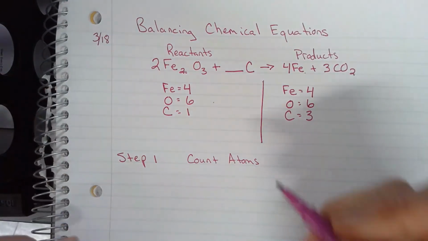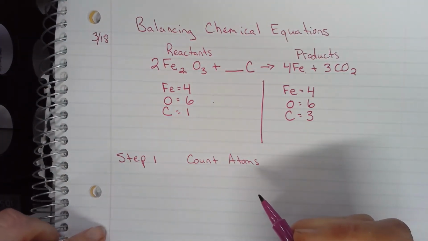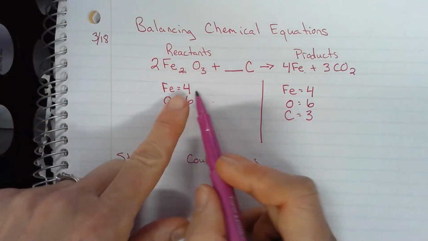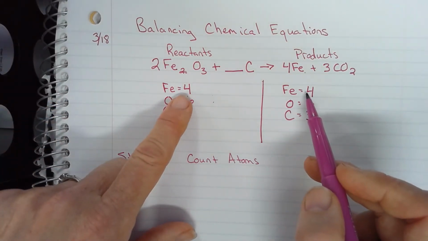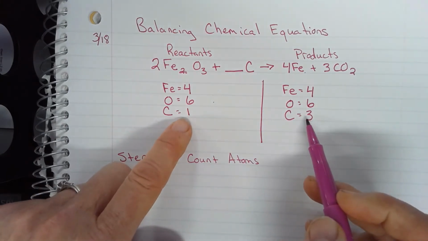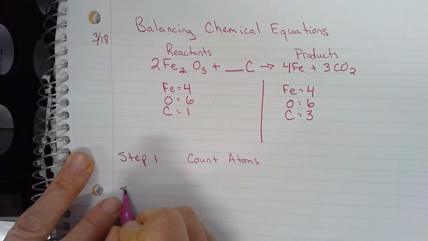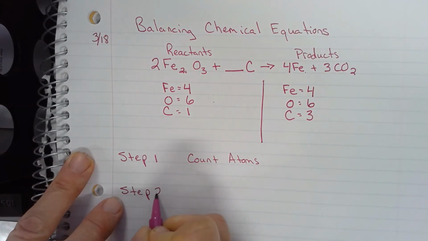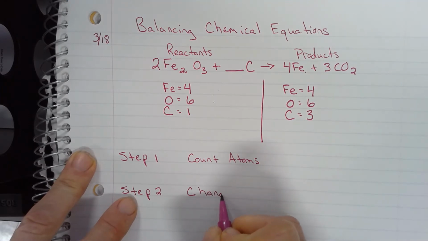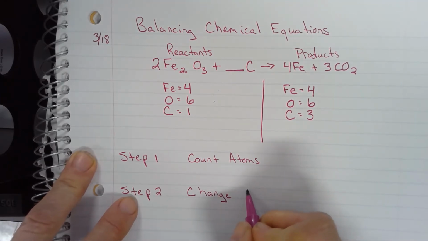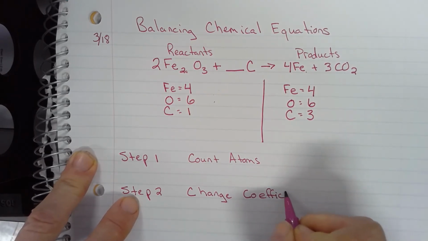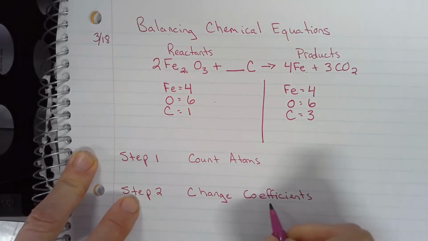So now, the second step, well, count atoms, and I see my irons are equal, my oxygens are equal, my carbons are not. So the step 2 is I'm going to change the coefficient, and only the coefficients. You cannot change the subscript.